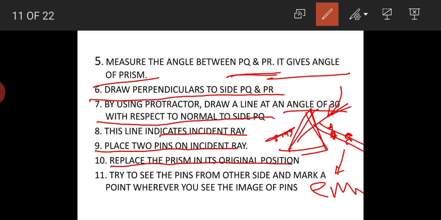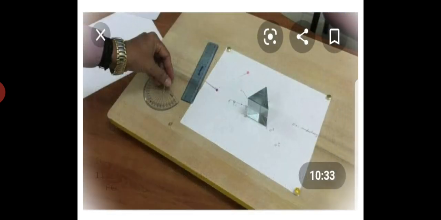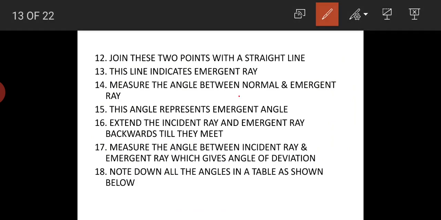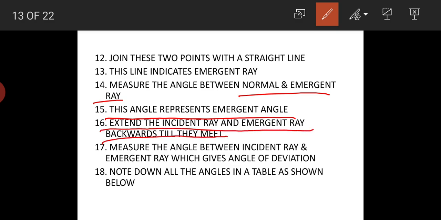If you measure the angle between emergent ray and normal, it will give you angle of emergence. Measure the angle between normal and emergent ray. This angle represents emergent angle. Extend incident ray and emergent ray backwards till they meet. Measure the angle between incident ray and emergent ray, which gives angle of deviation.